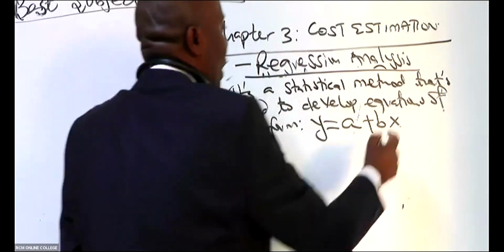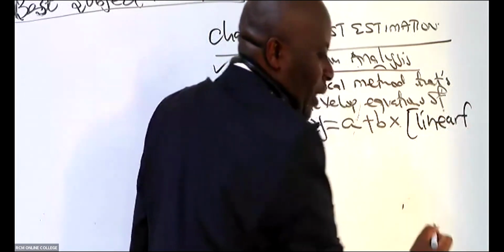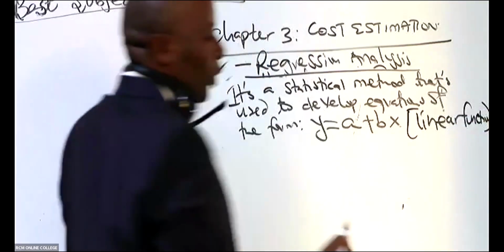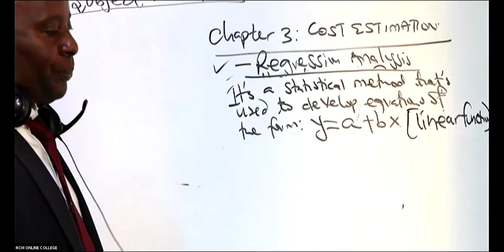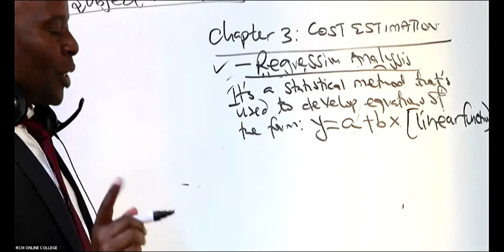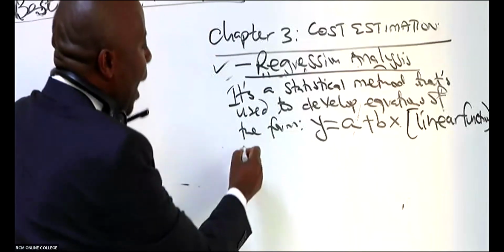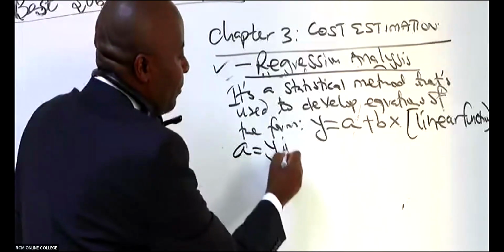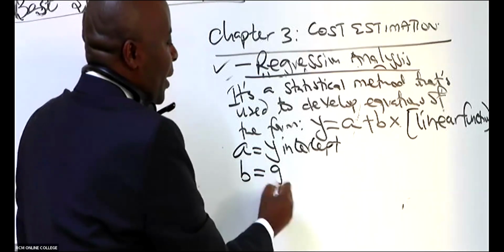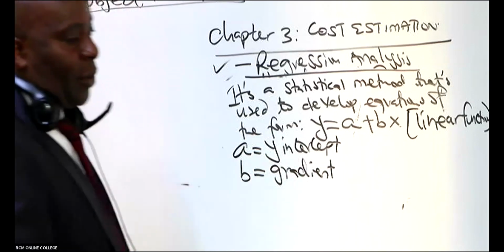We call this a linear function. Now, my good students, please listen to me very well. If it's a straight line function, then a is what we call the y-intercept, and b is the gradient. And for us, it's all about knowing how to calculate the intercept and how to calculate the gradient.